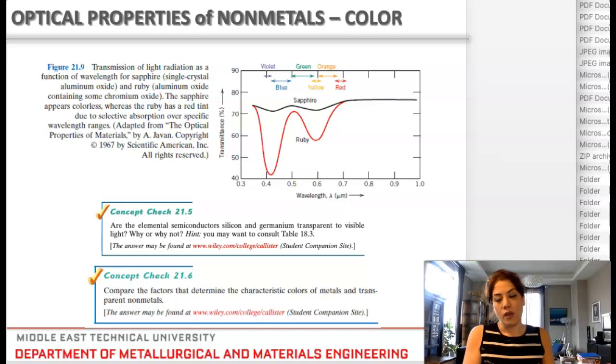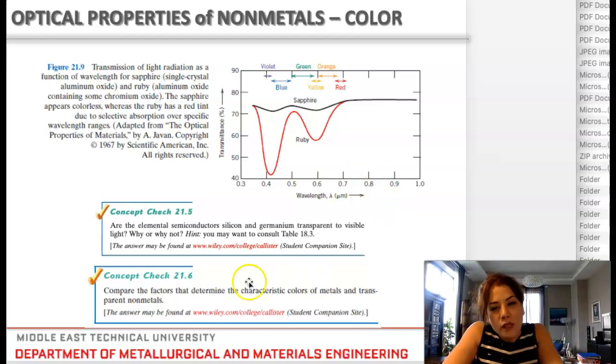So is the visible light in that range? Yes, it is, 0.4 to 0.7 roughly, which is below 1.1 micron, and which is higher than that band gap value of silicon. So it will not be transparent. All the light coming in will be absorbed. Similarly for germanium.